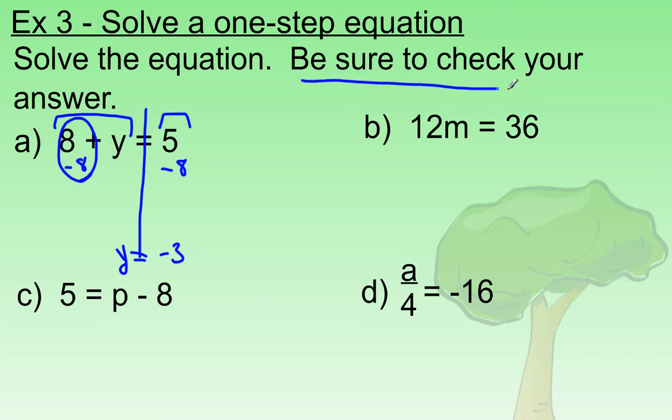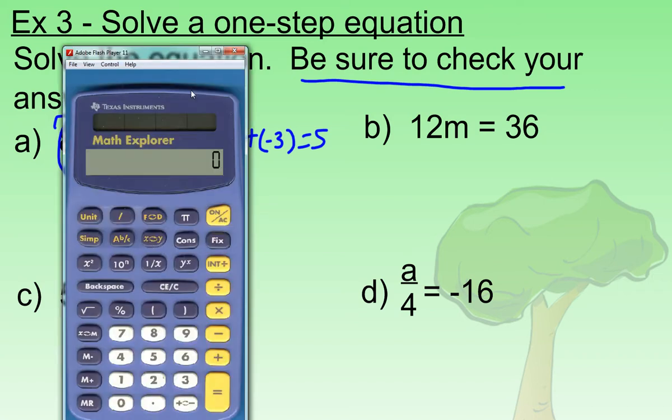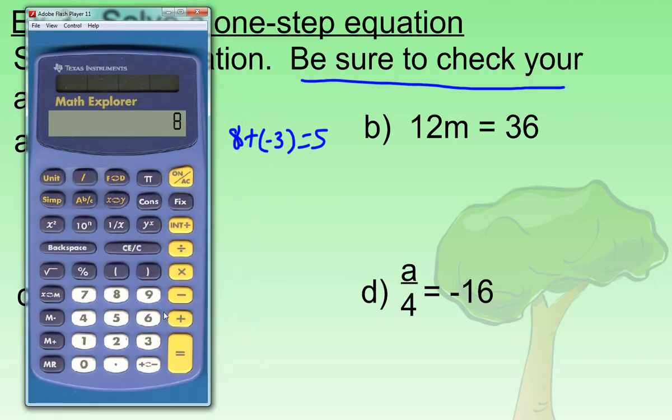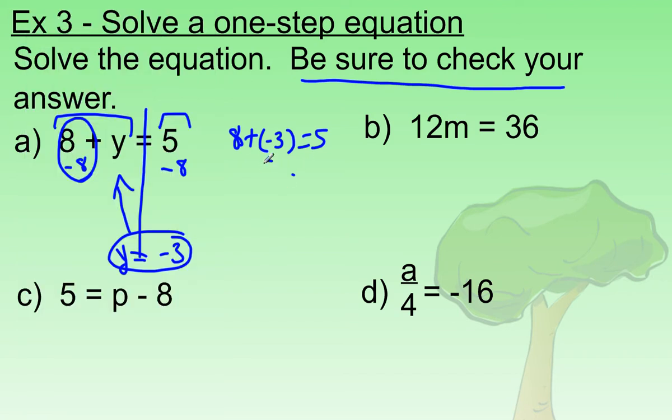Now the directions also say be sure to check your answer. So let's check it. If I have 8 plus negative 3 equals 5. I plugged in what I think the solution is in for the y. So 8 plus negative 3 is 5. And you can check it with a calculator if you want to. I have a calculator here. So 8 plus 3 negative equals 5. So this does work out. This is true. That means that this negative 3 is the solution to this equation.